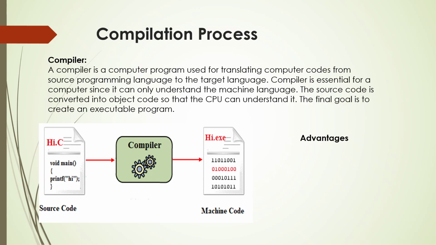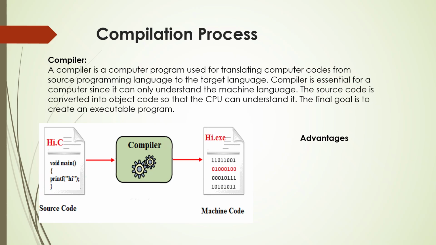The answer is no. Although C language is easy for human beings to read and write, the computer cannot understand it directly. A computer understands only machine language, which consists of binary digits, zeros and ones. Therefore, we need a translator that converts a C program into machine language. This translator is called a compiler.